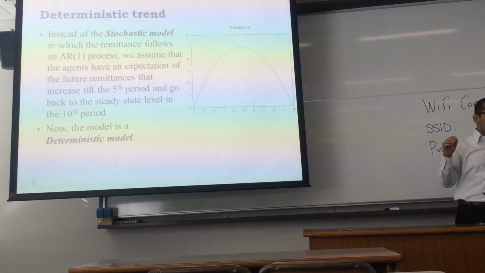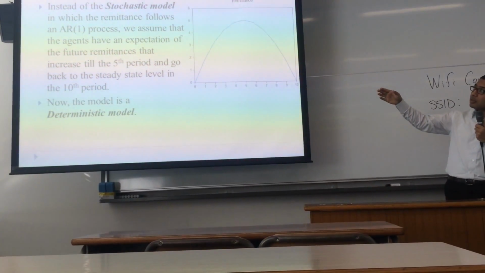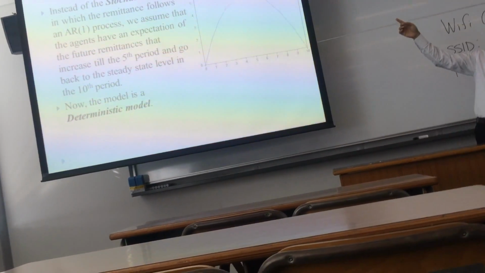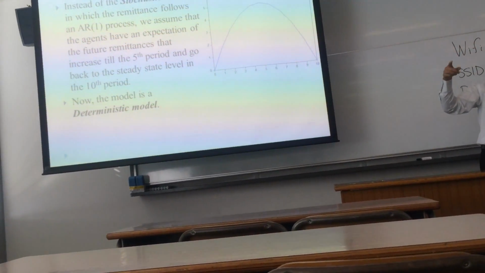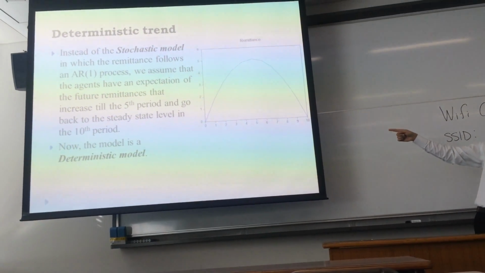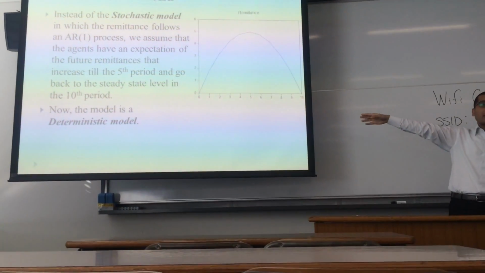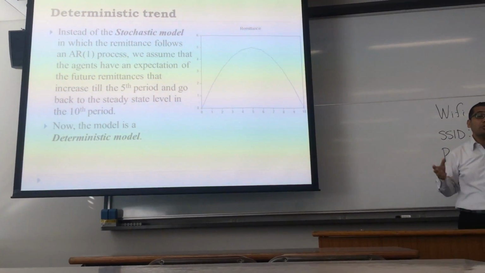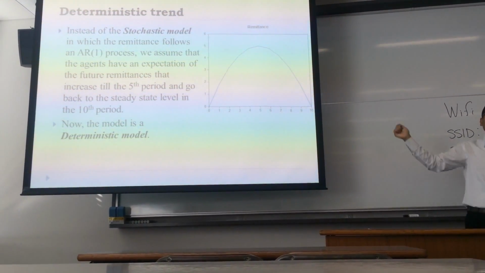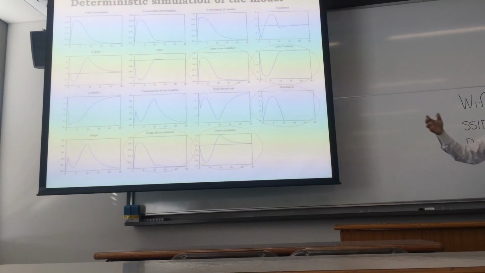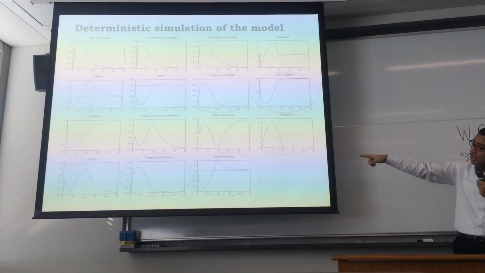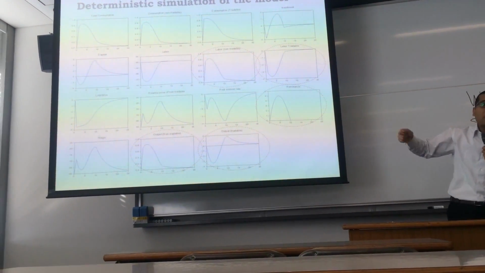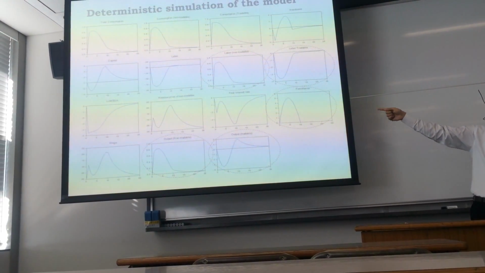Okay, let's see, instead of a stochastic process, the remittance follows an expected pattern. The remittance will increase in the future and eventually go to the original level. That's the expectation of the people. Then what will happen to the impulse responses? Let's see. This is the simulation of the model, and here the remittance has this kind of pattern, and people know in advance that this kind of thing is going to happen in the economy.